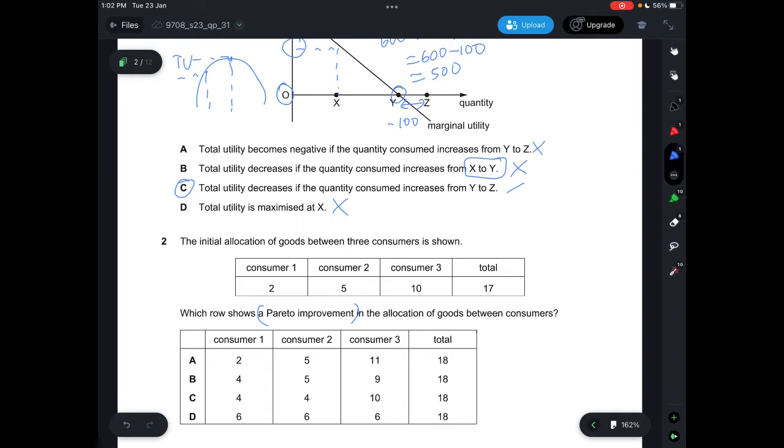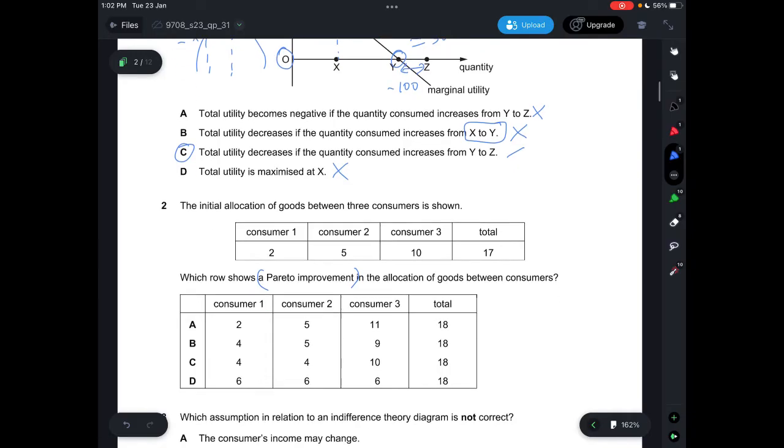Alright, so here let's look at which one shows Pareto improvement. So the key here is that you need to make sure that all the numbers that we are looking at here, at this area, would have to be either the same or more. Cannot be less, because if it's less, then there's no Pareto improvement for any one of the consumers.